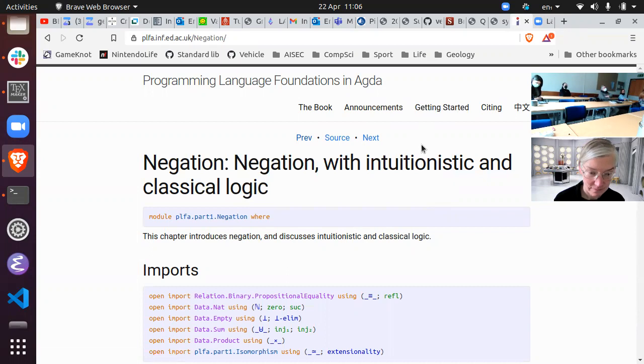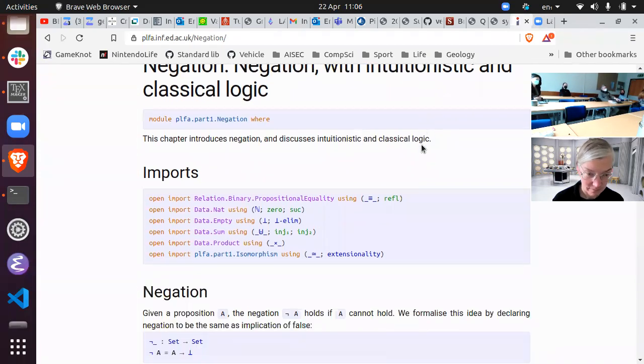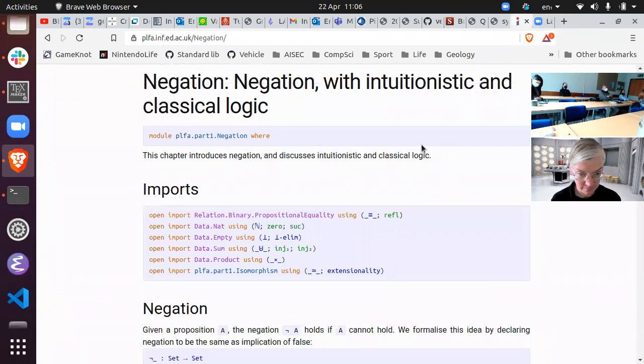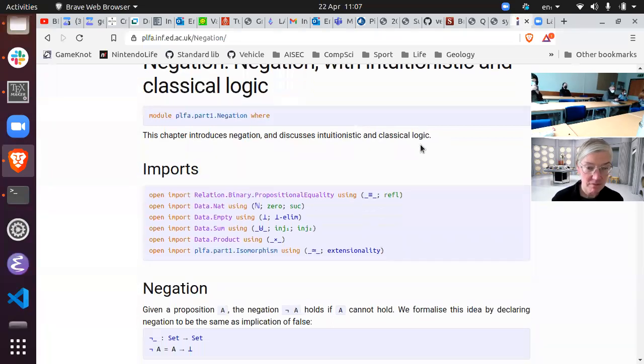Thank you everyone for coming. We're going to talk about negation today, I think. It's a short chapter as far as I can remember. We did connectives last week, so products and logical ands and ors, disjunctions. So yeah, negation in Agda.